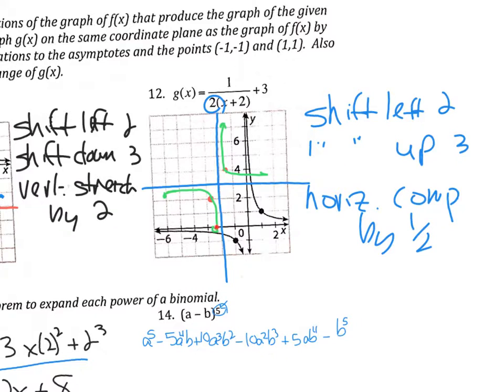So I do my shifting. Went left 2, went up 3, got my 2 blue asymptotes there. And my points, because it's a horizontal compression by 1/2, usually I go, remember horizontal sideways, I usually go over 1, up 1. You go over 1/2, up 1, over 1/2, down 1.